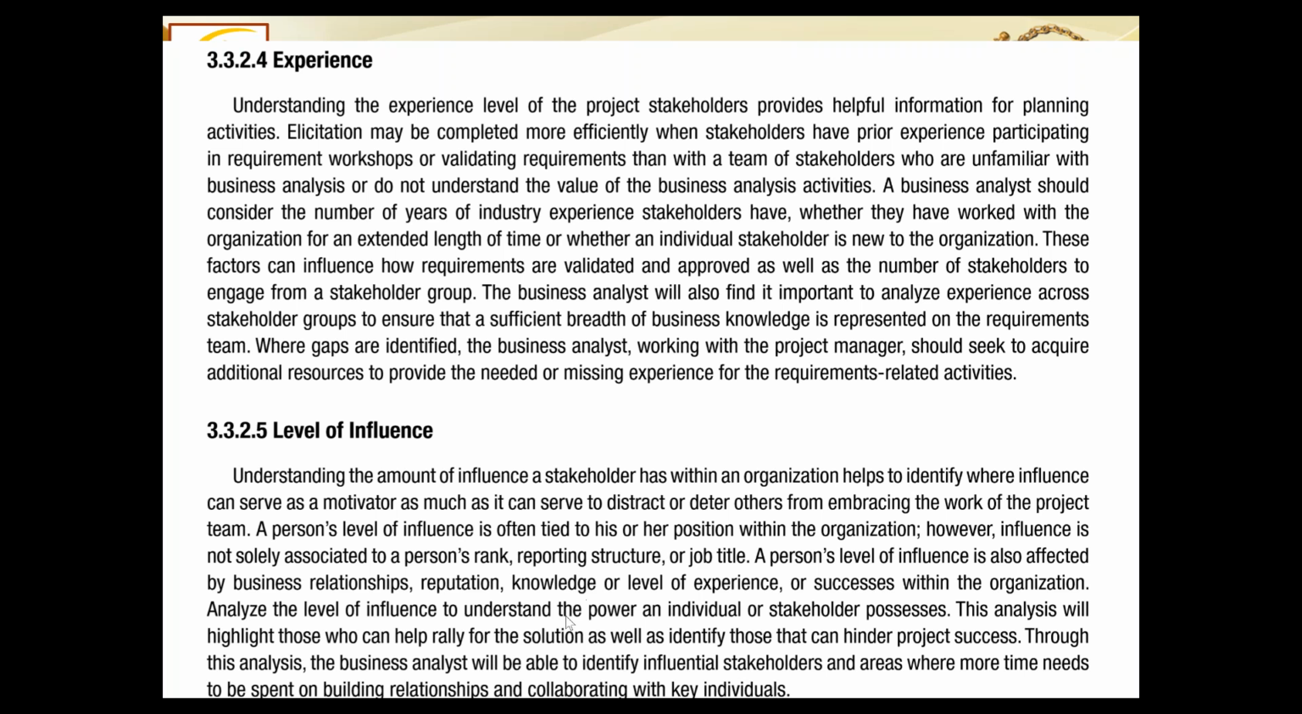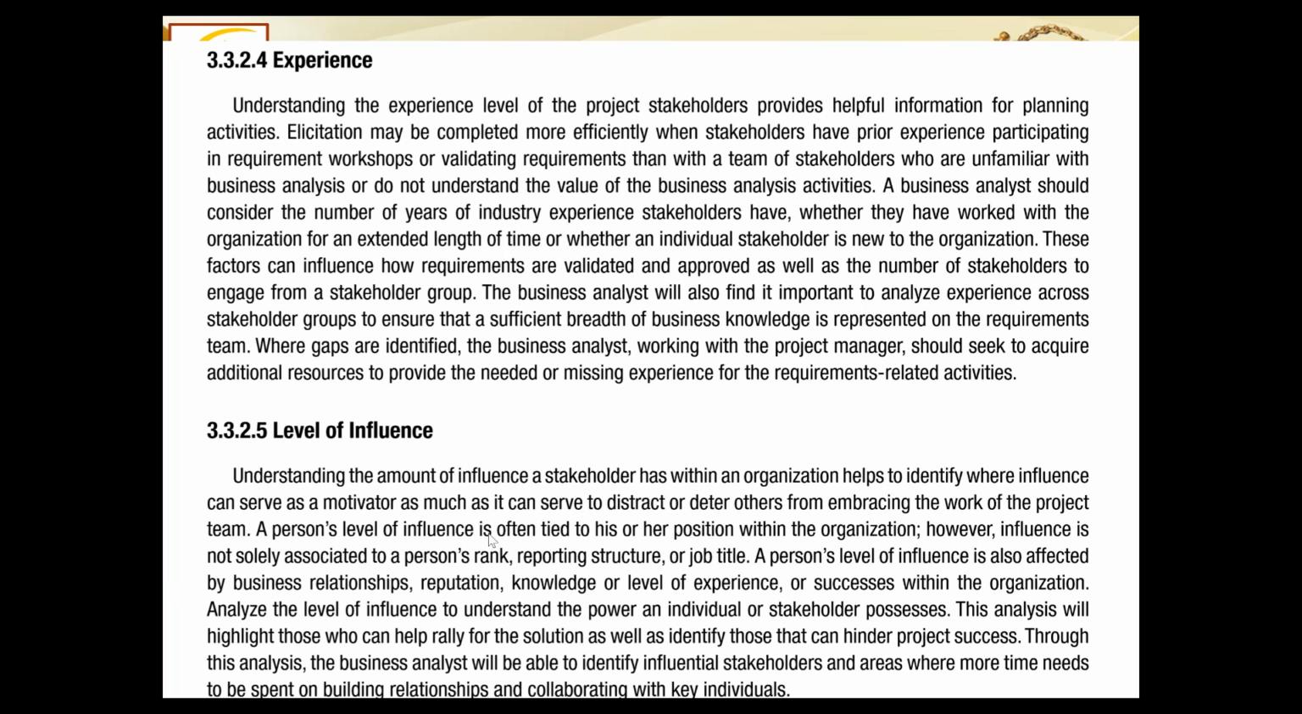Then is the level of influence. Understanding the amount of influence a stakeholder has within an organization helps to identify where influence can serve as a motivator as much as it can serve to distract or deter others from embracing the work of the project team. What is the influence of the stakeholder? How much influence does it carry? And how can that influence be used on the project or for that matter the business activities?